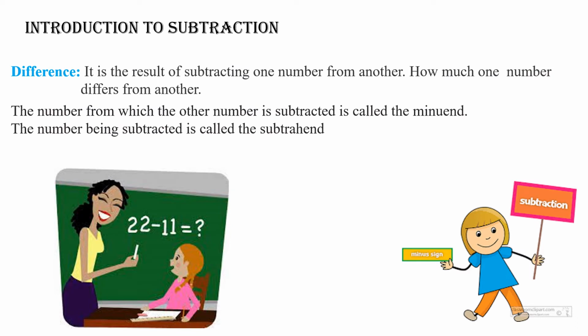Let's proceed to subtraction. Difference. Subtraction is also called difference. It is the result of subtracting one number from another. How much one number differs from another? The number from which the other number is subtracted is called the minuend. The number being subtracted is called the subtrahend.